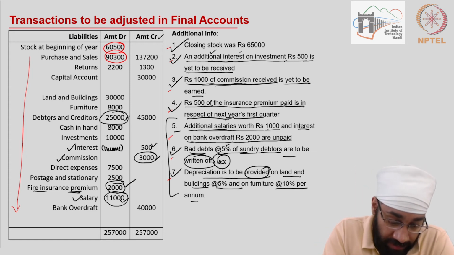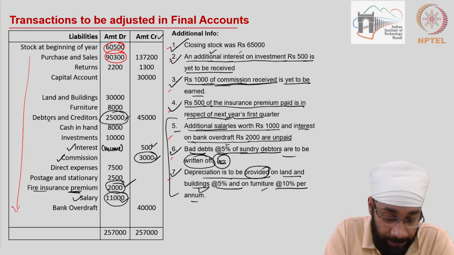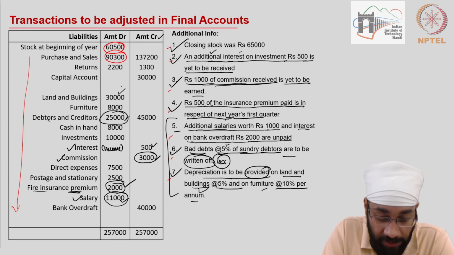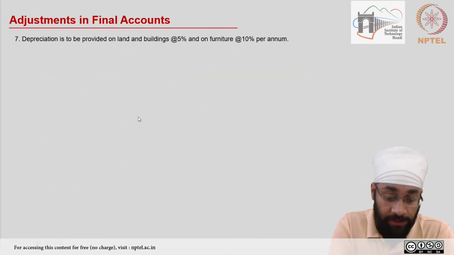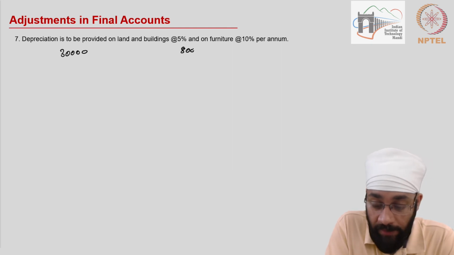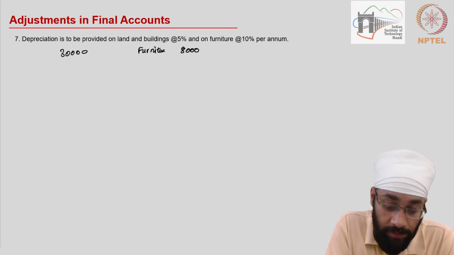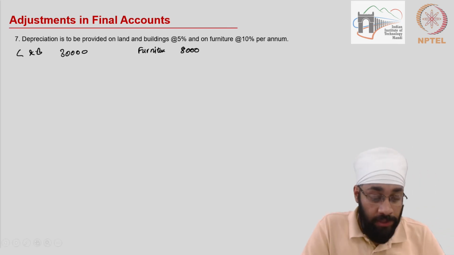So let me look for depreciation. There is no depreciation mentioned here, but there certainly should be for building and furniture. So land and building is 30,000, furniture is 8,000. So 30,000, let me write it here, and 8,000 for furniture. This is land and building, let me write it in short.